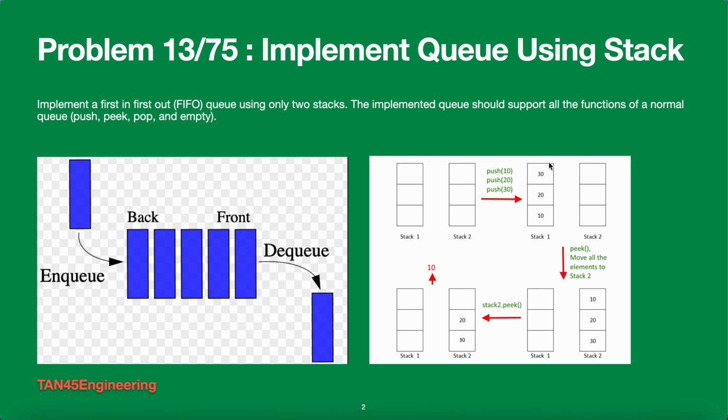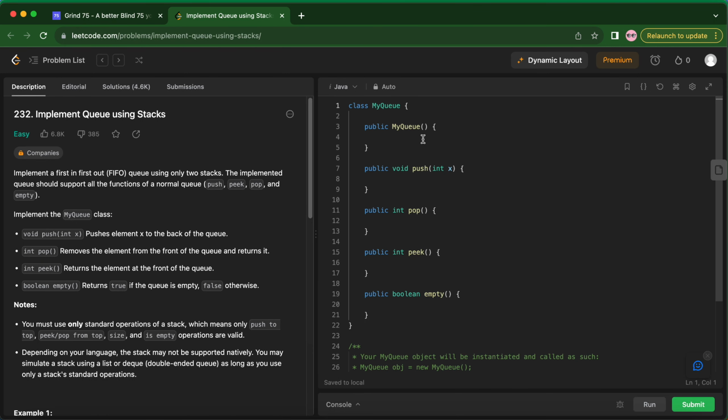For pushing the element, we can directly push it on top. And every time for peek and pop, we are going to put all the elements into the second stack until the first stack is empty, and then return the top element from the second stack. I hope that's clear. Let's jump to the problem statement and start solving.